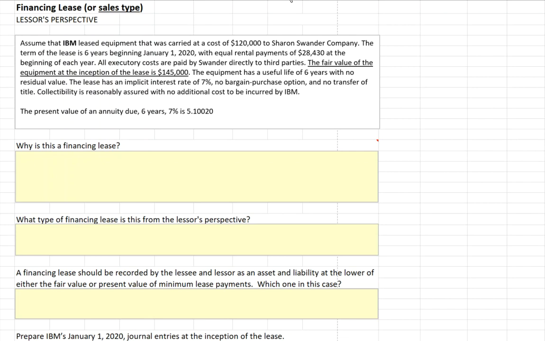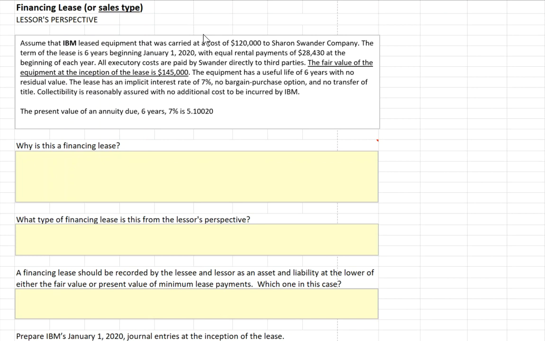In this video, we're going to walk through a financing lease from the lessor's perspective. Assume that IBM has leased equipment that was carried at a cost of $120,000 to Sharon Swandler Company. The term of the lease is 6 years beginning January 1, 2020, with equal rental payments of $28,430 due at the beginning of each year.